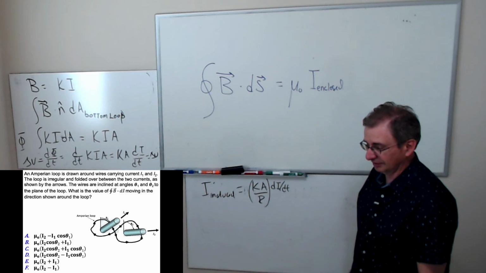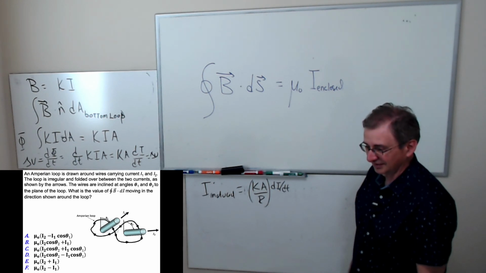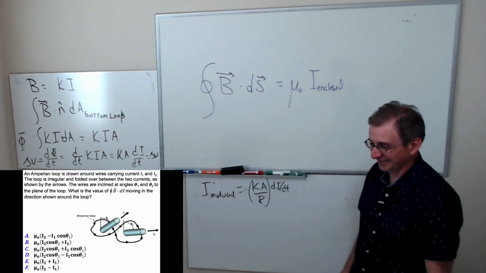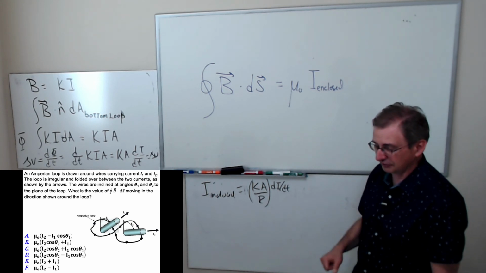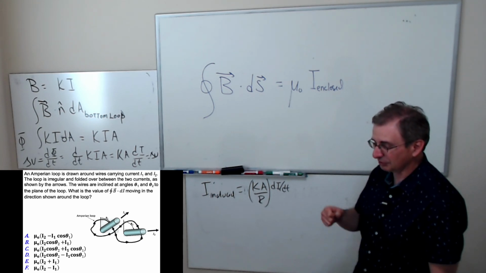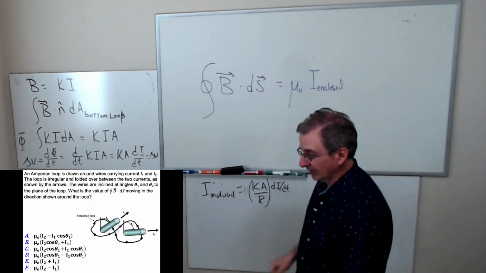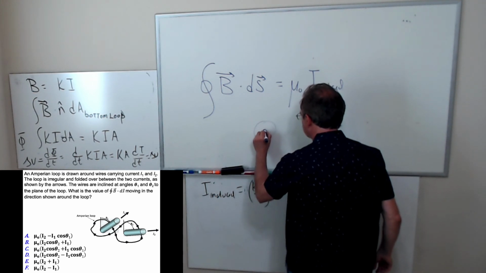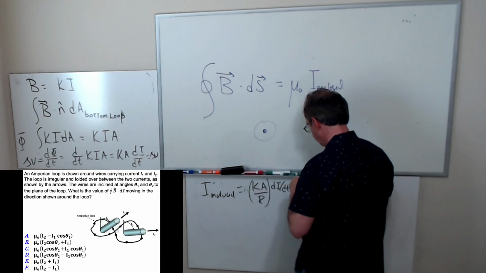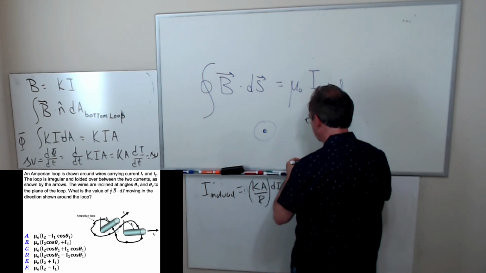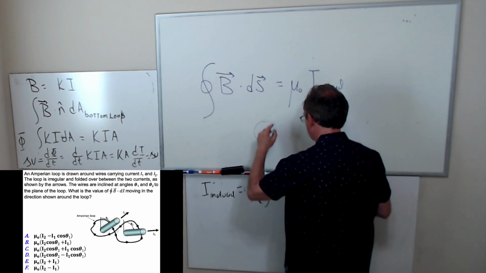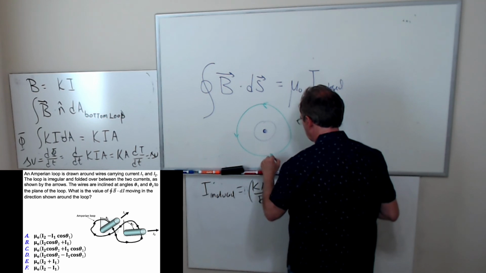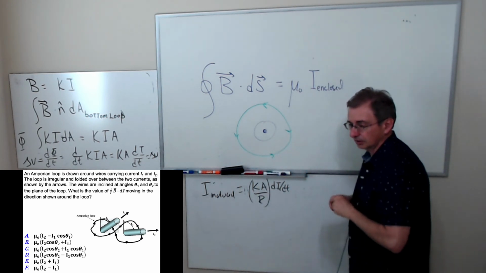How many answers did I just eliminate? Most of them. I got rid of 4 answers, right? So it's either E or F. Which one? How do I figure out E or F? The current's coming out like this, and the field essentially goes this way on both of them, correct? Essentially.